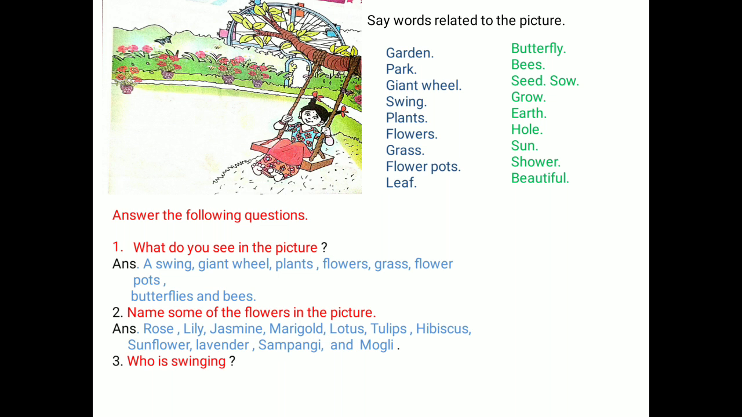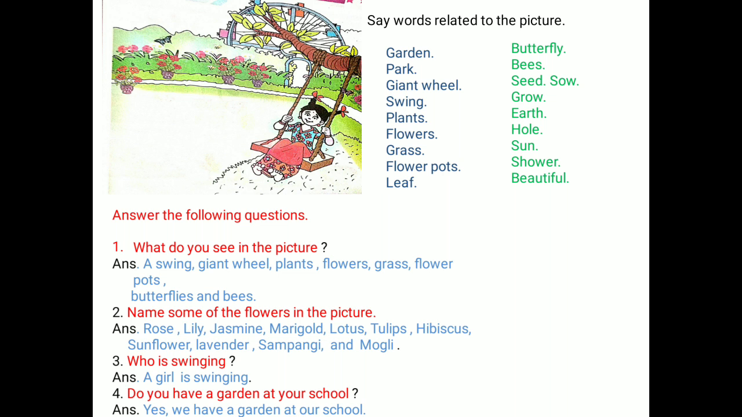Next question for you. Who is swinging? A girl is swinging. Very good. Next question for you. Do you have a garden at your school? Yes, we have a garden at our school.